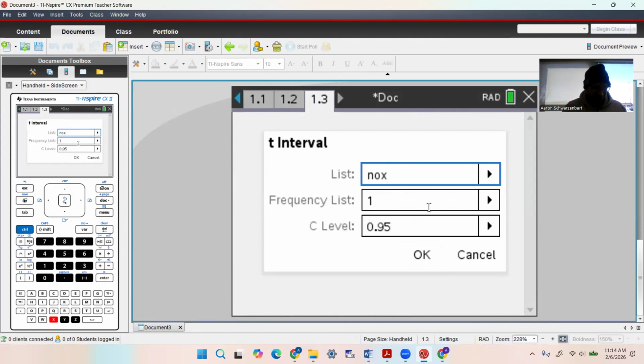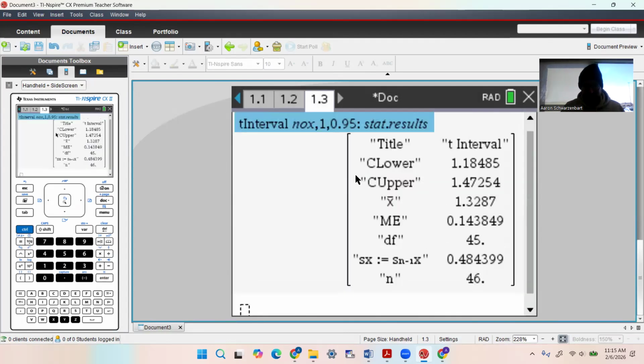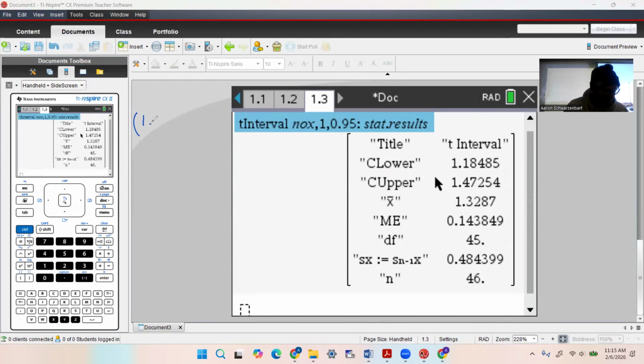Frequency list, you're going to leave at 1, I think, always. Confidence level, it says 95%, 0.95. So my confidence interval for the true mean of NOx levels for all light duty engines is 1.18 to 1.47. So I've done my calculation. I've got my interval. I must make my conclusion.